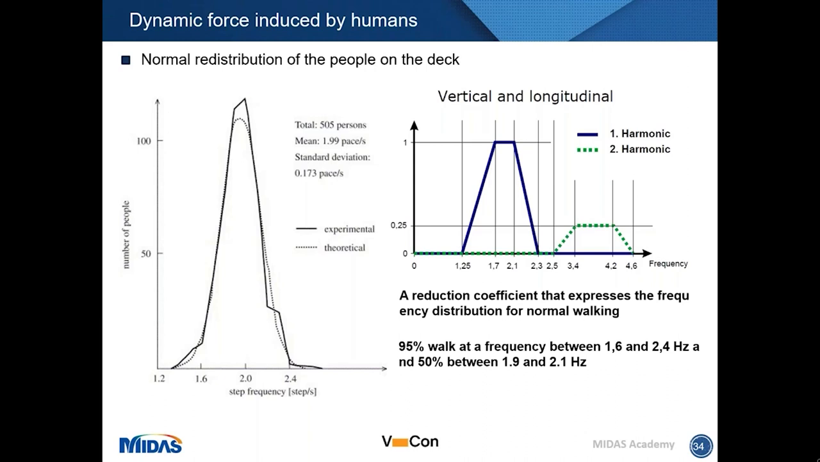This normal distribution of pacing frequencies for normal walking was studied by Professor Matsumoto, who investigated a sample of 500 persons. And from his study, we received these graphs of reduction coefficients, which we use as the C factor.